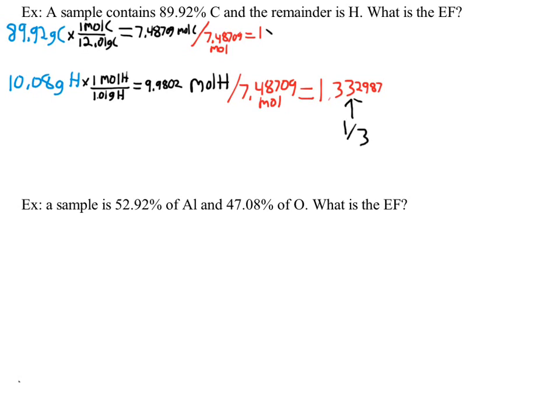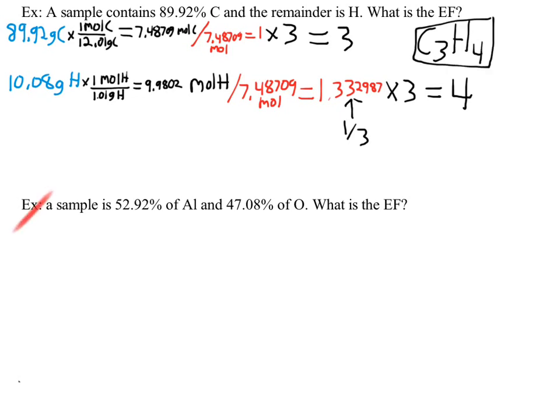1.33. I think to myself, oh, that's a third. So I multiply both of them by 3, both of them because I don't want to change the ratio, so I get 3 for carbon and 4 for hydrogen. So the empirical formula is C3H4. Here's one more example that you can try if you need the practice. The answer to this one turns out to be Al2O3.